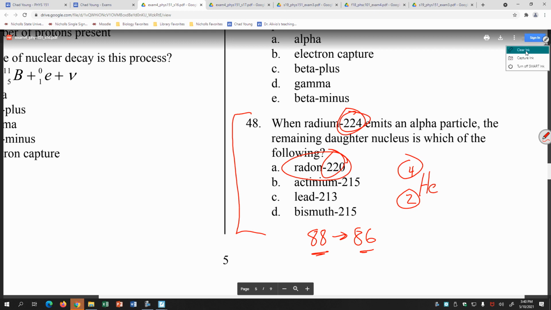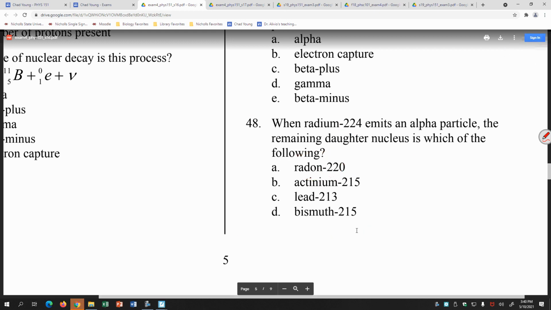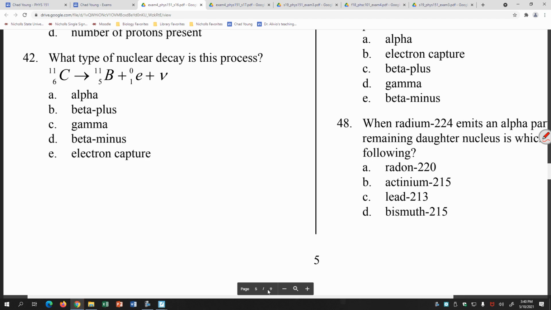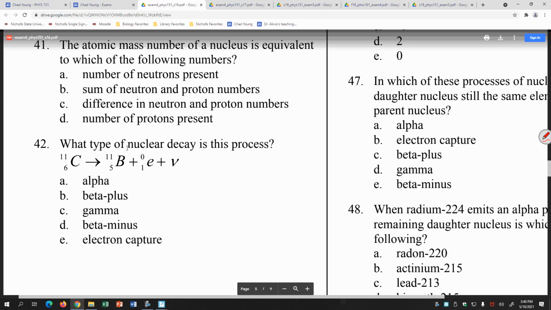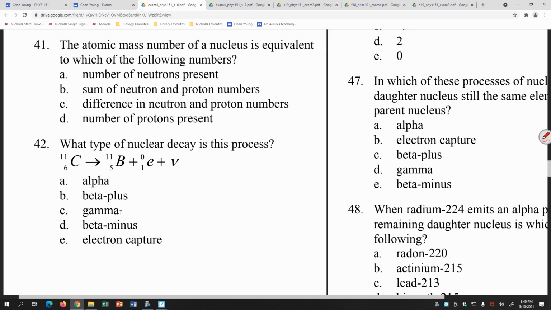This is a good example of what you'll have on the test tomorrow. What kind of nuclear decay is this? Number 42. Beta plus, and I know because it has this positive one right here. That's the key thing. It's either beta plus or beta minus or electron capture. Electron capture, the electron will be on the left-hand side. Beta plus and beta minus, they're both on the right-hand side, but one's positive and one's negative.